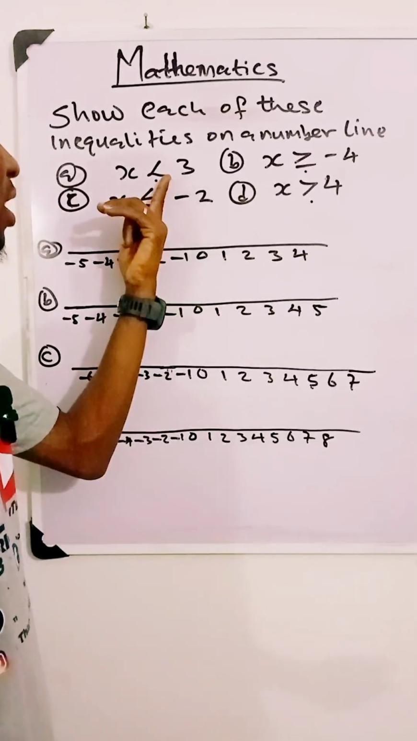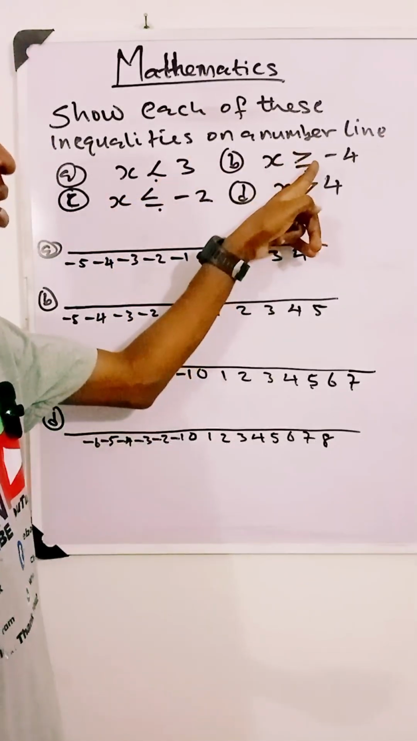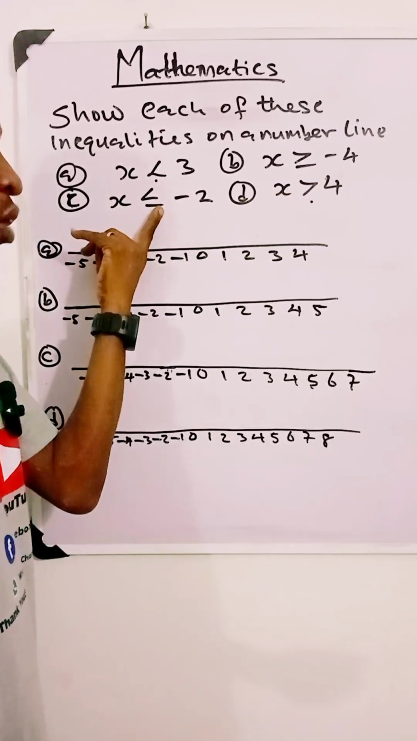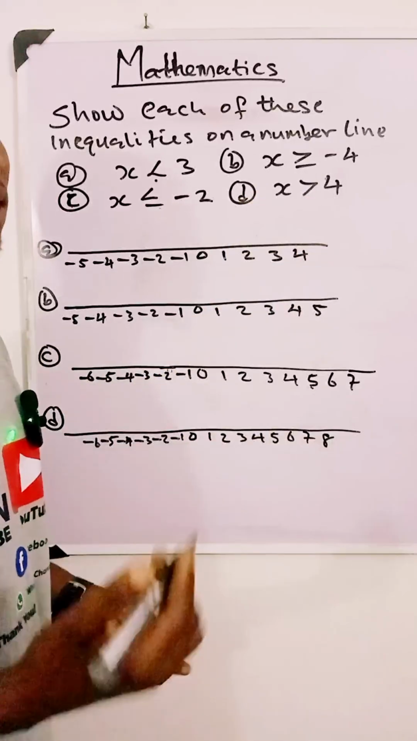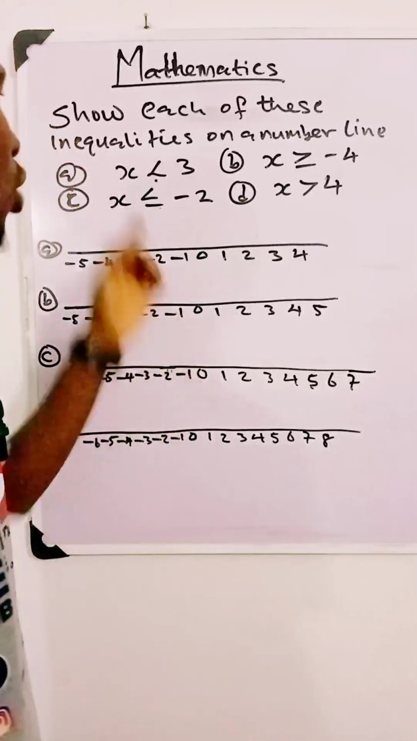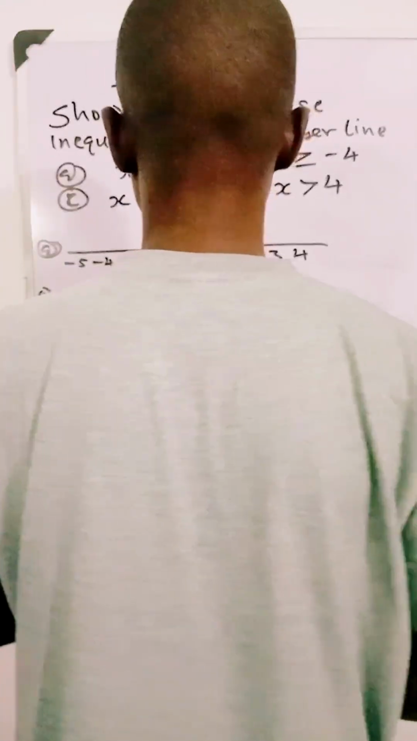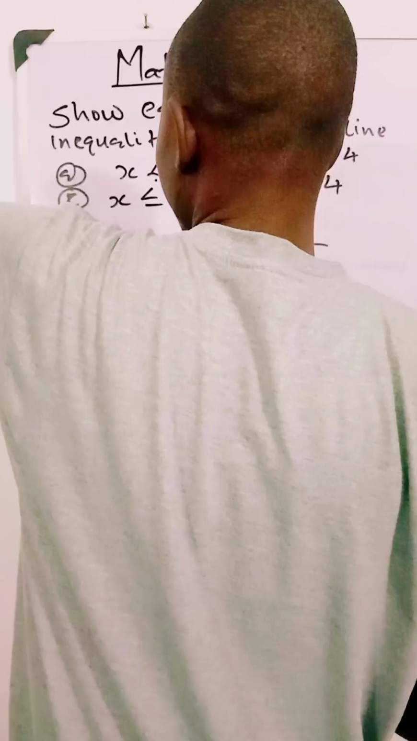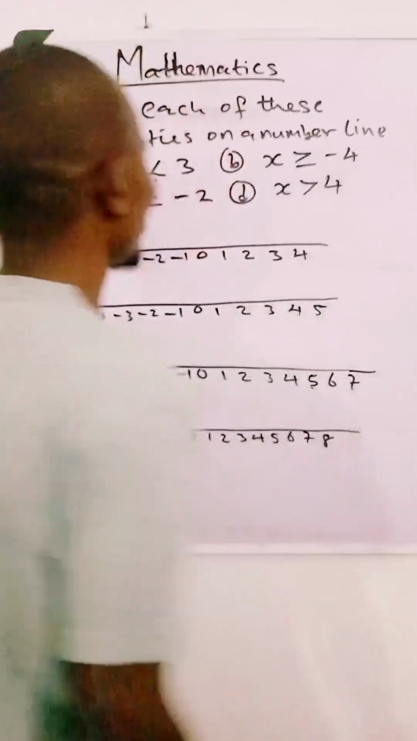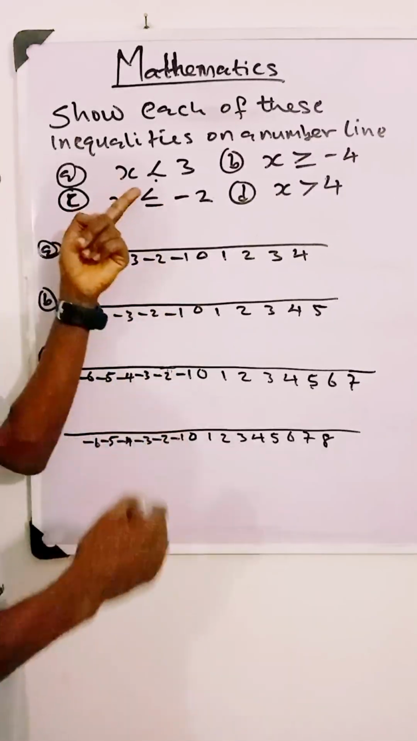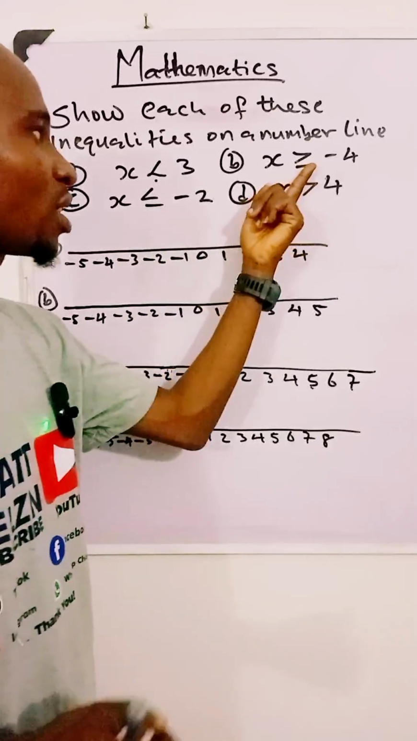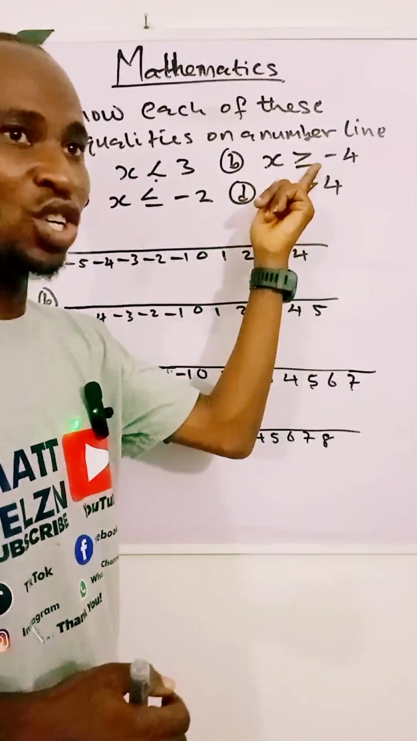This one is less than. This is greater than or equal to. This is less than or equal to. This is greater than. The simplest way to remember these inequality signs is that whenever you're facing an inequality like this, my left hand represents less than, my right hand represents greater than. So if you see a combination like this, the first sign is what? Less than or equal to. That's the meaning of this. This is what? Greater than or equal to.